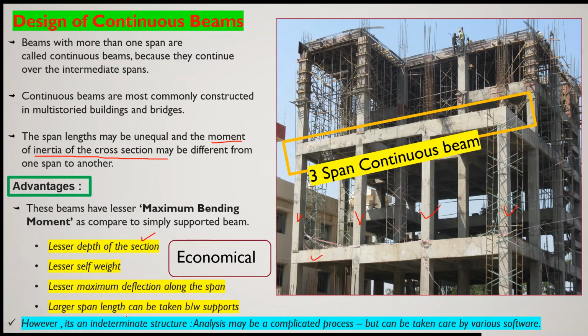However, when you have to do the analysis, as you are well aware, a simply supported beam is a determinate structure, very easy to solve, but a continuous beam becomes an indeterminate structure. So the analysis will be a little bit complicated. You have to use various methods which are available for the analysis of indeterminate structures, like the Kani method, moment distribution method, and various other methods. However, nowadays software is available, so this complication can be easily solved. Very easily the software will be able to design these types of indeterminate structures.